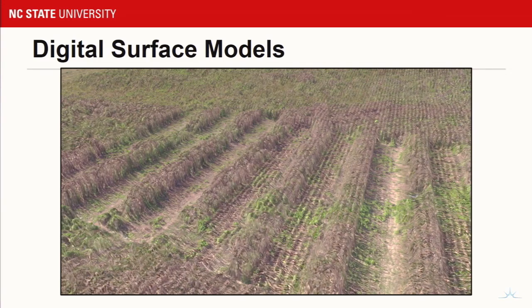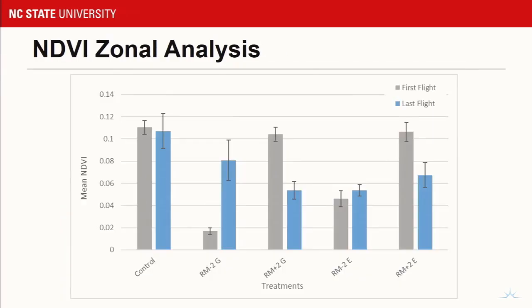You can see the differences. This is a ground broken one. This is an ear broken, and in between are alleys that were left standing. So you can really kind of see that detail pretty plainly.